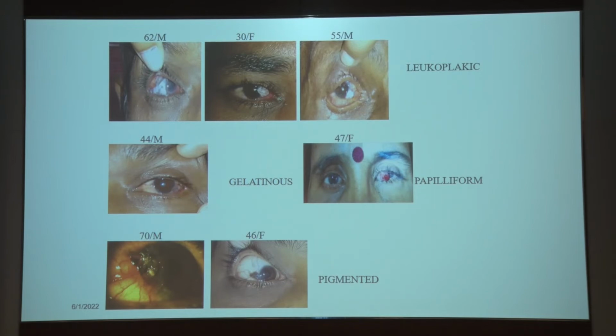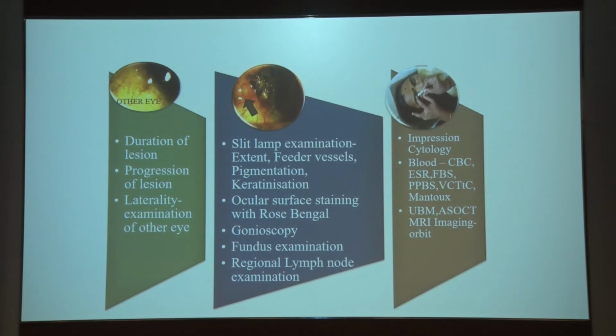So you can have different varieties. Morphologically, it can be leukoplakic, gelatinous, papilliform, and pigmented. This pigmented type of OSSN can be a differential diagnosis for a corneal melt with iris tissue incarceration or even melanoma. So you should be very careful in evaluating it.